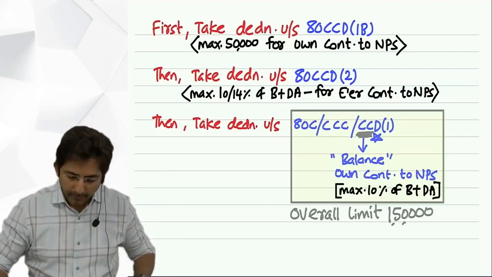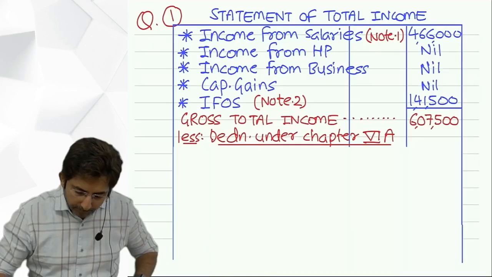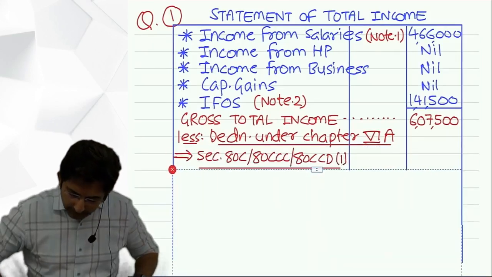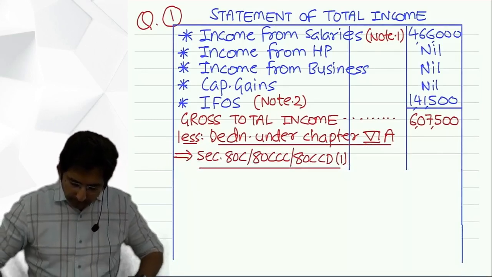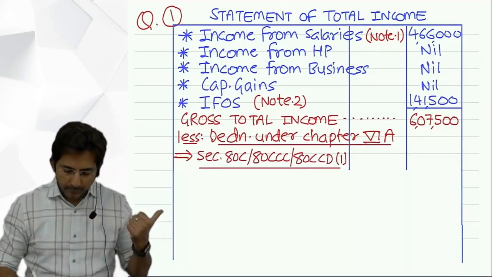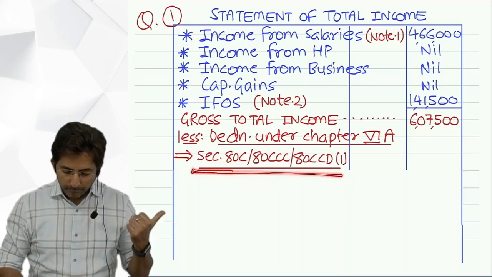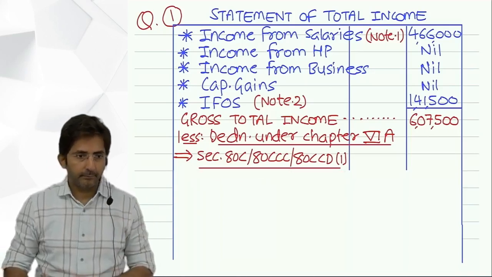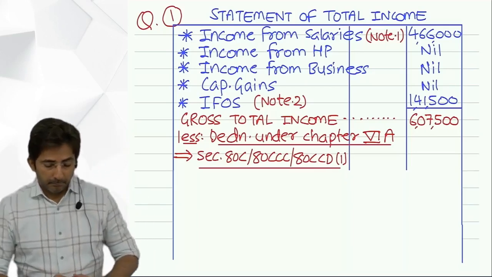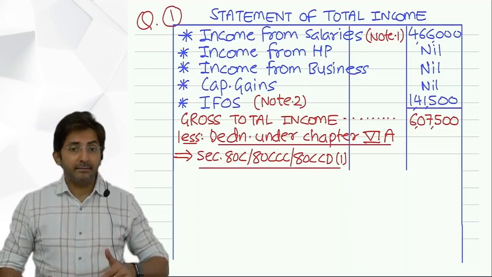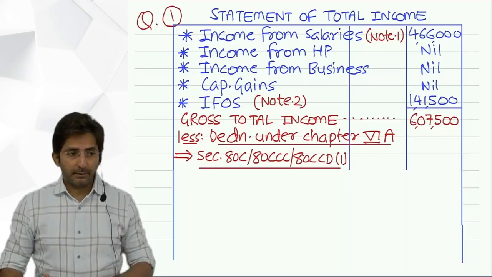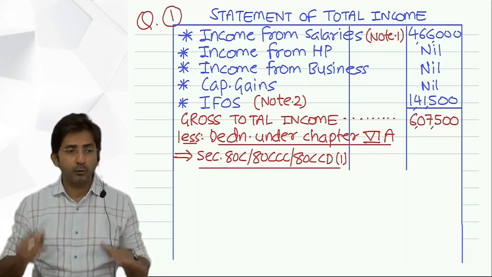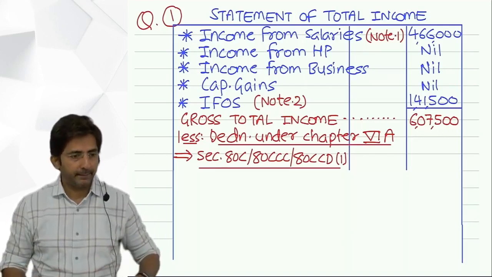So start that. So see how I have done. You can also write like this. Use red pen. 80C, 80CCC, 80CCD(1). But before this I tried 80CCD(1B), 80CCD(2). But I could not find them in the question. So I dropped that idea.